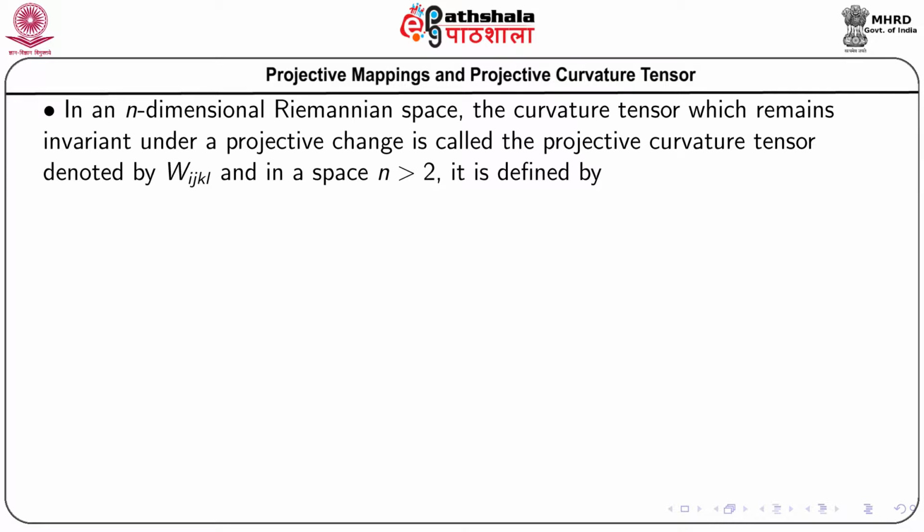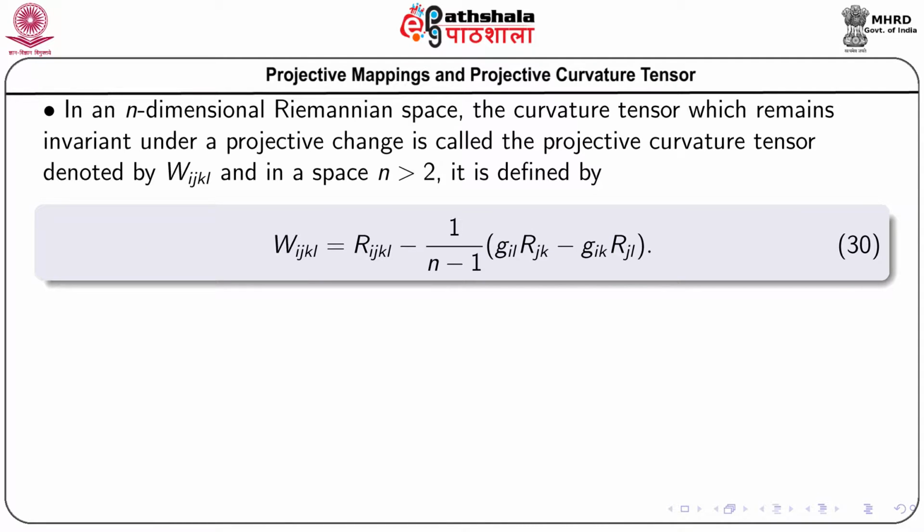Now, let us see the projective curvature tensor, the expression of projective curvature tensors and what is the form of it. The projective curvature tensor takes the form this one: W_ijkl, it is a (0,4) type of tensor, equals to R_ijkl minus 1 by n minus 1 in the bracket g_il R_jk minus g_ik R_jl, where this g_ij, or g_ik whatever we can say, is the Riemannian metric and R_jk, R_jl are the Ricci curvature tensor.